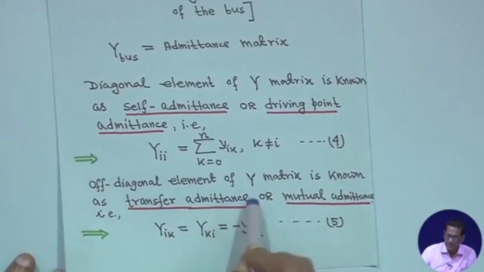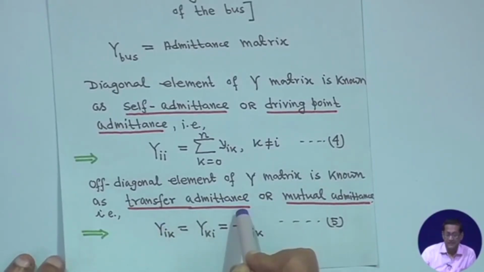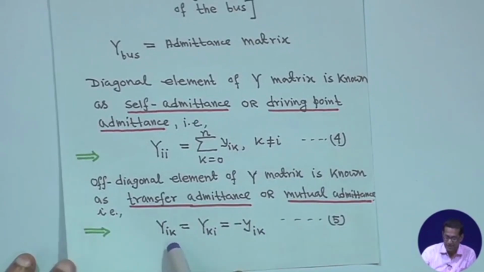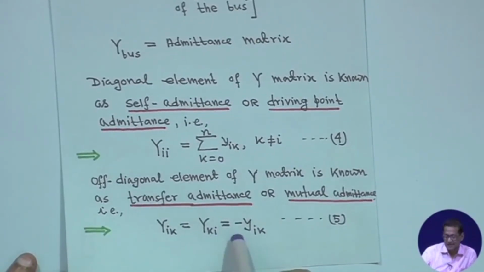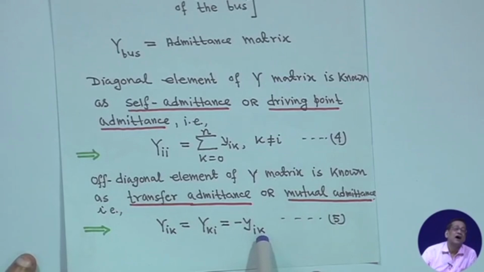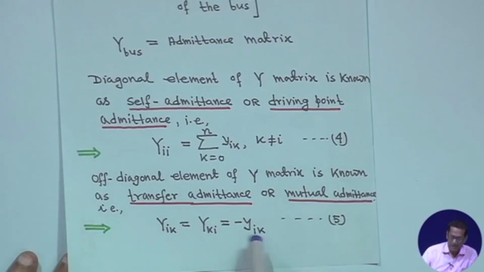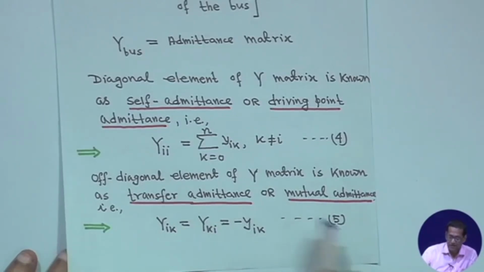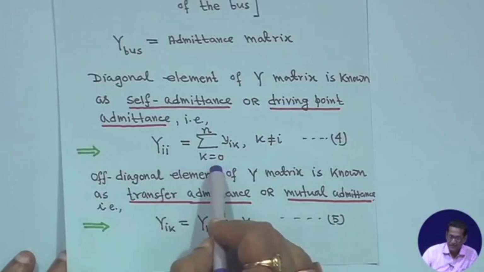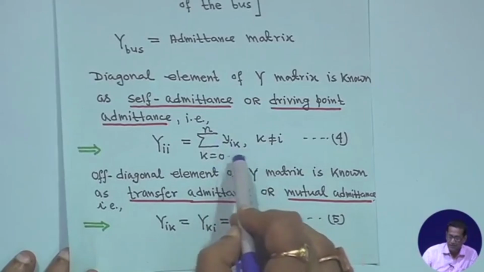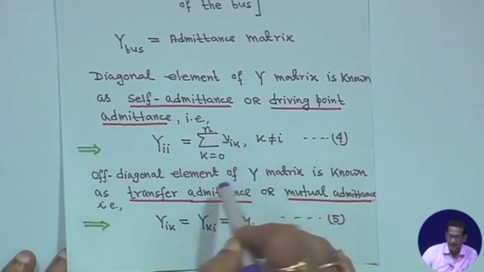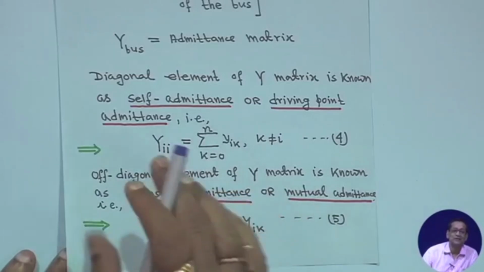The off diagonal elements of the Y matrix are known as transfer admittance or mutual admittance, that is capital Yik is equal to capital Yki is equal to minus small yik, right. The minus sign is for the small one, because this is each branch admittance, 1 upon zik. So, capital Yik is equal to capital Yki is equal to minus small yik, this is equation 5, and Yii is taken as the sum for k equal to 0 to n of yik, but k not equal to i. Later I will explain in much more detail when we take this, right.